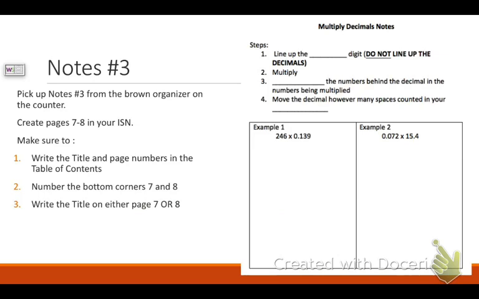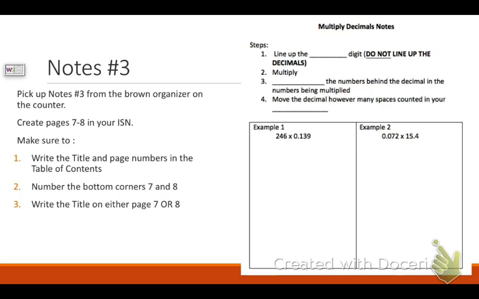Alright, you should have notes number 3. They're over in the brown organizer by the window on the counter. You need to create pages 7 through 8 in your student notebook. Make sure you do the following. Write the title and page numbers in the table of contents. Number the bottom corners 7 and 8. And you write the title.